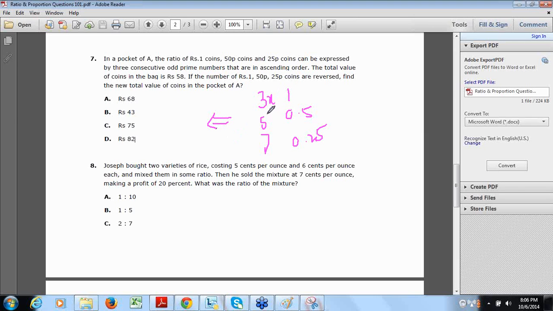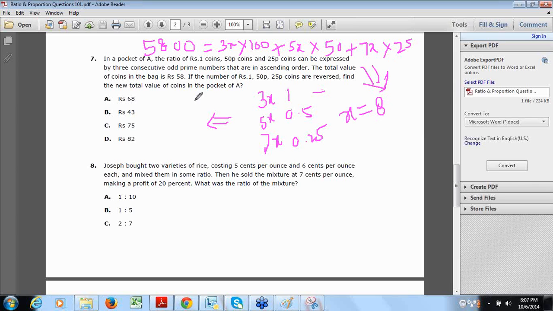Now say it is 3x, 5x and 7x. If you form an equation where everything is in paisa, 5800 is the total value, which is equal to 3x into 100 paisa, that means 1 rupee, plus 5x into 50 paisa, plus 7x into 25. Now if you solve this equation, you will get x is equal to 8.